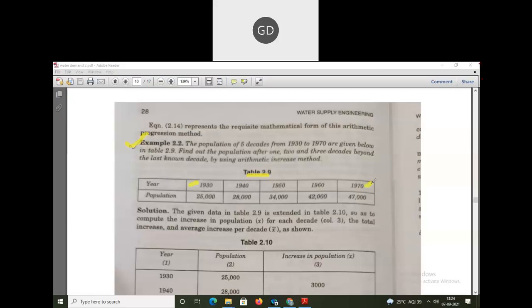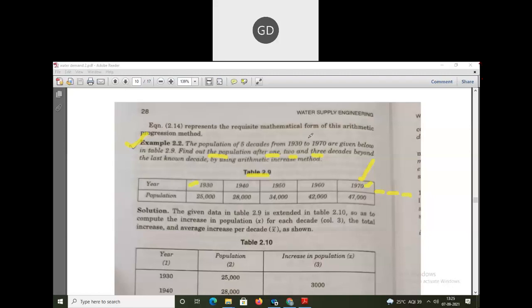The populations from 1930 to 1970 are given to you, and you have to find out the population after 1 decade, 2 decades, and 3 decades. As I said, 1 decade is equal to 10 years. So 1970 is the last known population here, and you have to find out 1980, 1990, and 2000. I hope this is clear to you.